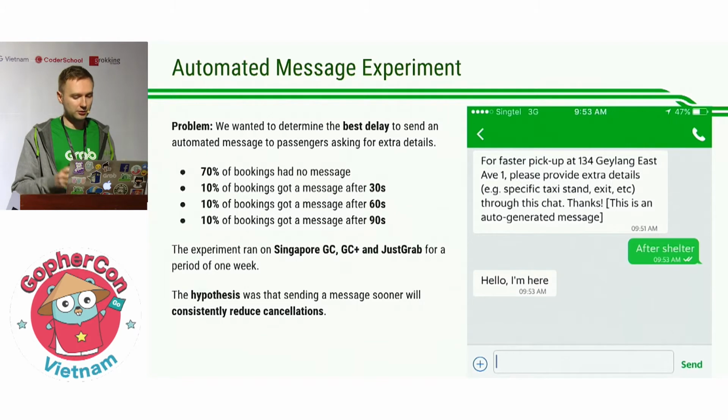That's the important part. So that's what they wanted to do, and they also wanted to constrain it to Singapore, Grab Car and Grab Car Premium and just Grab, right? Just our vehicle types, verticals, right? Again, the hypothesis was that it would consistently reduce cancellation. But as I mentioned in A/B testing, you have a metric. So cancellations was actually the metric for this experiment, the goal metric, right?